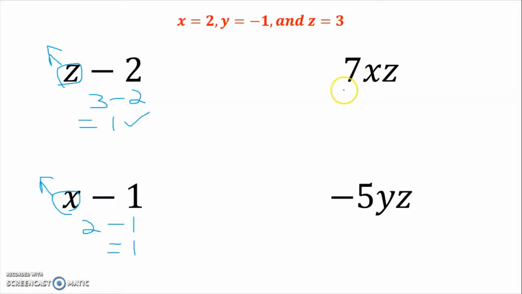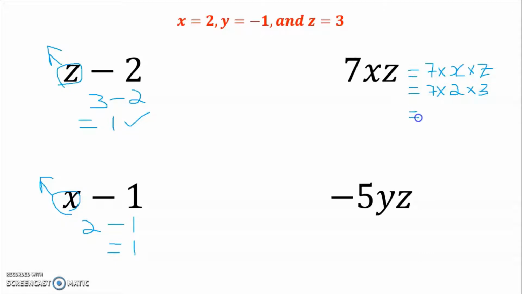Let's look at another question. We have 7xz. 7xz is the same as 7 multiplied by x multiplied by z. We know that x equals positive 2, so that would become 7 multiplied by positive 2, and z equals positive 3, so that's multiplied by positive 3.